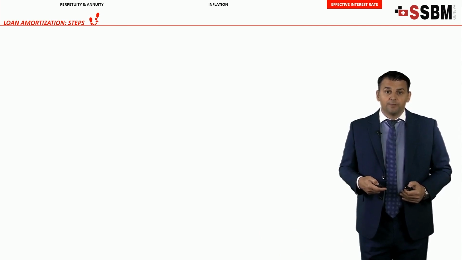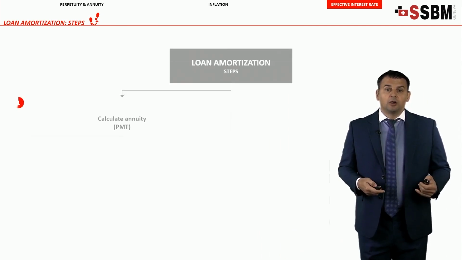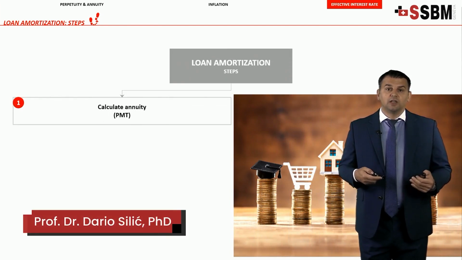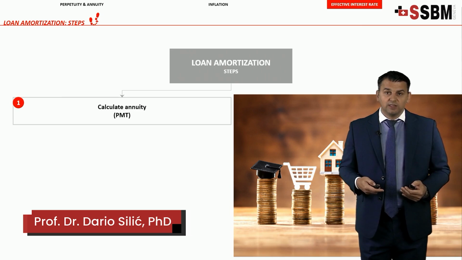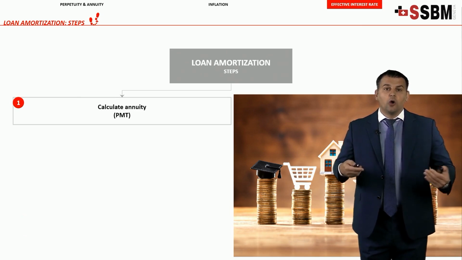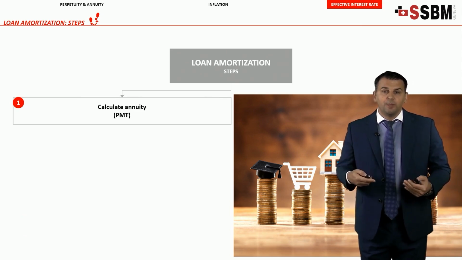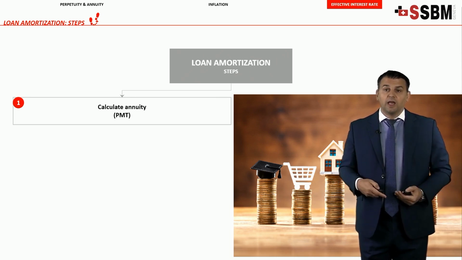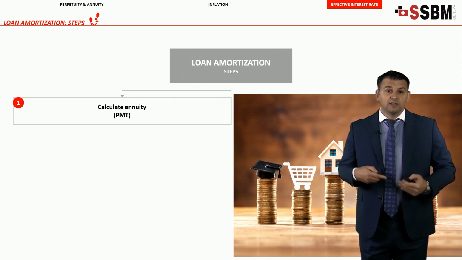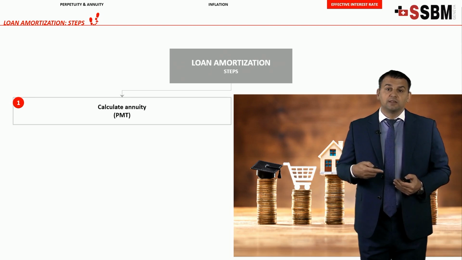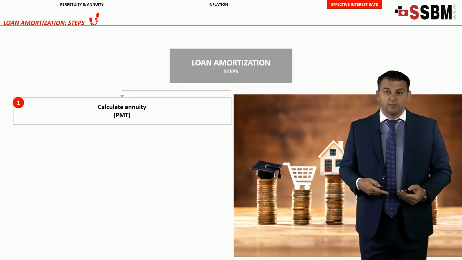Time value of money, compounding, or effective interest rates are all used in loans. My dear students, let me now explain how we amortize the loan or calculate annuity or interest or principal repayment every year when you take a loan in any bank. Actually, loan amortization is the process of scheduling out a fixed rate loan into equal payments.